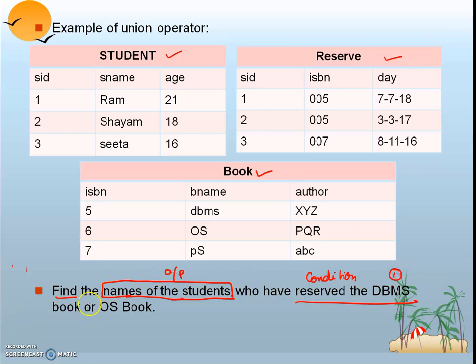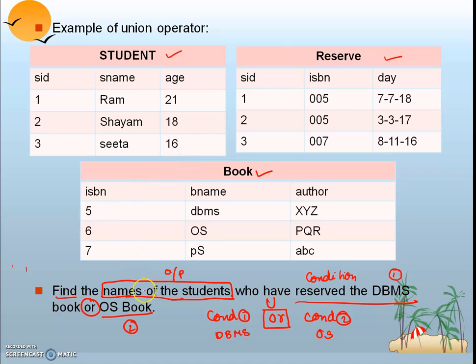And or OS book. So I have two conditions over here. Condition 1 is DBMS, and it's not and, sorry, or, condition 2 is OS book. So what is the keyword you found in the question? Or. Then it should be very clear that if I find the keyword or in the question, I have to blindly go for the union operator. So let's try to see how to answer this query.